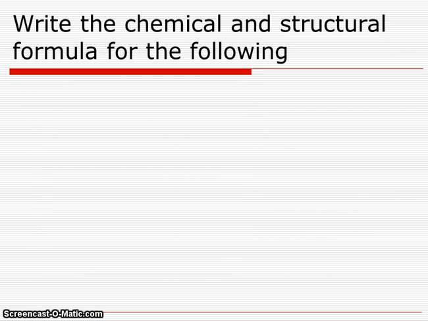So now we're going to look at a couple of examples, and we're going to look at the chemical and structural formulas. Our first example is going to be methane. We need to think about what the prefix meth means. How many carbons does the prefix meth refer to? Okay, 1. And since it's got the suffix ane, it's an alkane. Alkanes have the formula CnH2n+2, so our formula for methane will be CH4, and that would be considered your chemical formula.